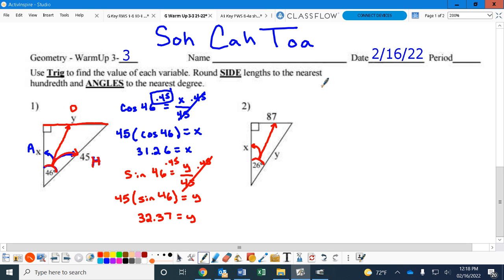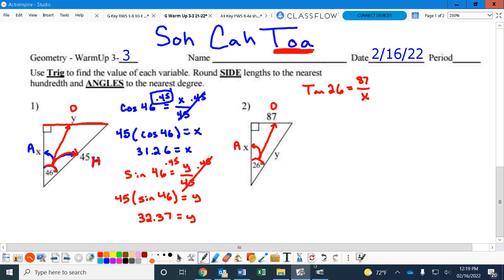Okay, here we go. So when you do this, what is the x? Adjacent. And the 87? Opposite. We have not done this yet. Opposite and adjacent is going to be tangent of 26 is equal to opposite over adjacent. So this time it's going to be 87 over x.